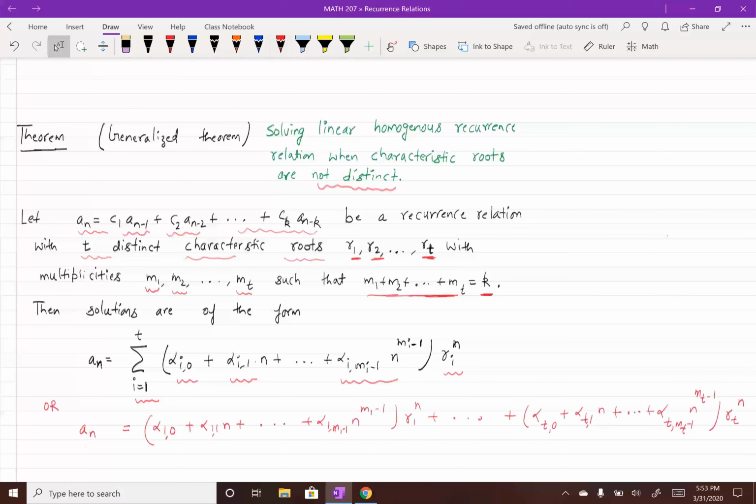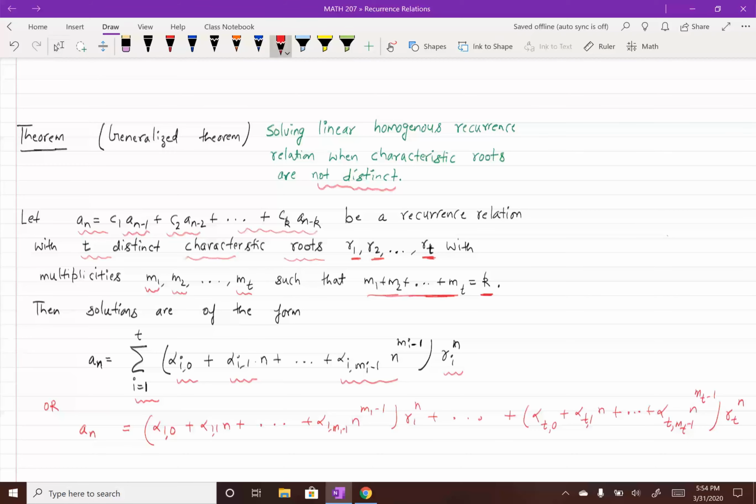If you expand it, for i equal to 1 it is alpha 10 plus alpha 11 times n plus all the way up to alpha 1 (m1 minus 1) times n to the power m1 minus 1, multiplied by r1 to the power n. Then you keep writing for every value of i equal to 2, 3, 4, and the last value t is alpha t0 plus alpha t1 times n plus all the way up to alpha t (mt minus 1) times n to the power mt minus 1, multiplied by rt to the power n.